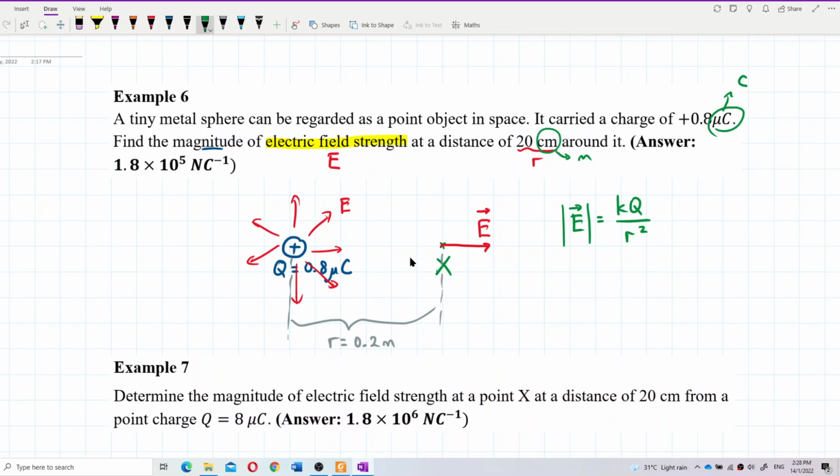The constant value k is 9 times 10 to the power 9. You can find this in the list of constants. The charge is in microcoulomb, so it's 0.8 micro. You need to change to SI unit, coulomb, so micro is 10 to the power -6. And then the distance r is changed to meter, so 0.2 meter. Then square, don't forget the square. Many students forget about the square below.